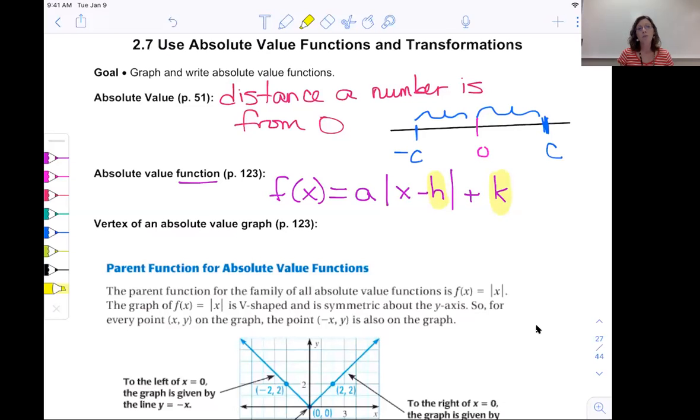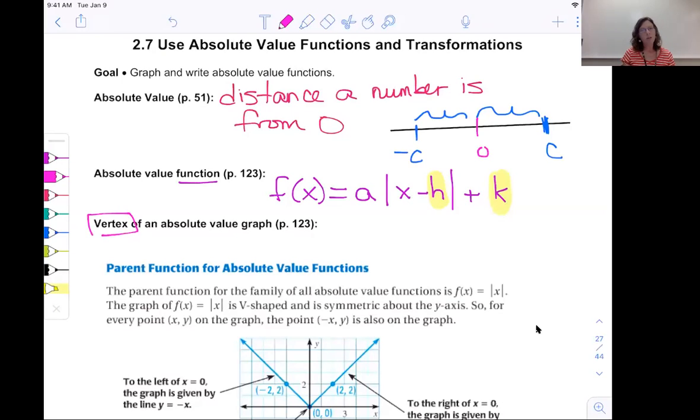So an absolute value function, it's a function because it passes the vertical line test. Each x has one y. And then this function has a couple of different letters in it that help us determine what's going on with the graph. You will see that the form of this function we will use in chapters 4, 5, 6, 7, and 8. So the way this is written with an A, the H, the K, that'll be the standard form of every equation that we look at. So you'll get to see this a lot throughout the year.